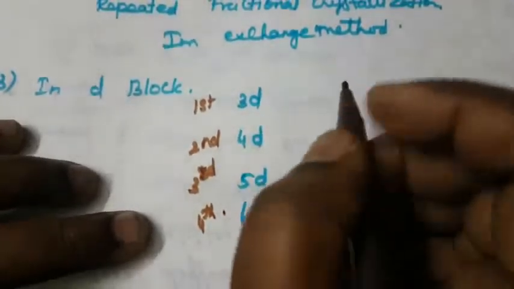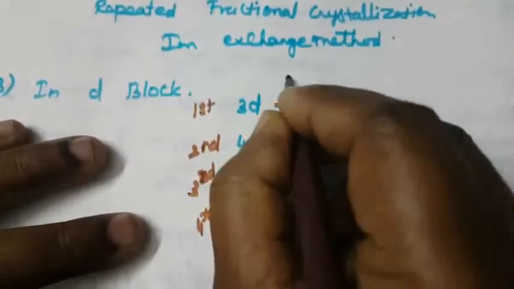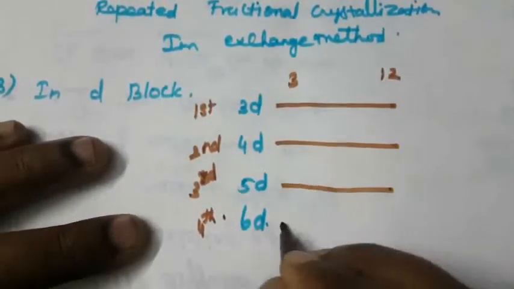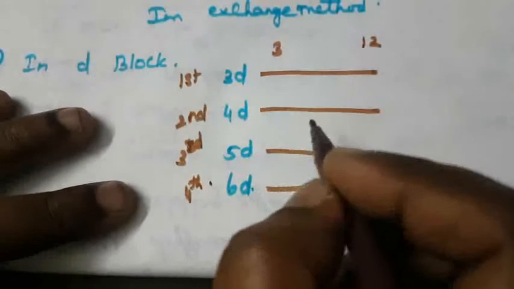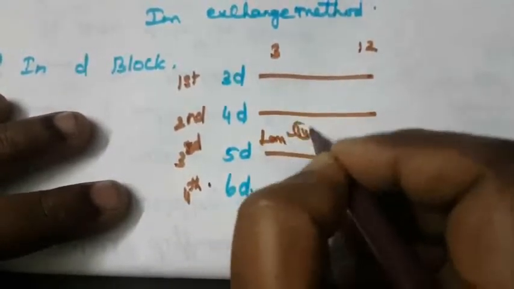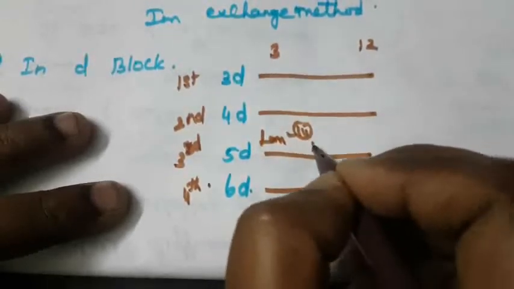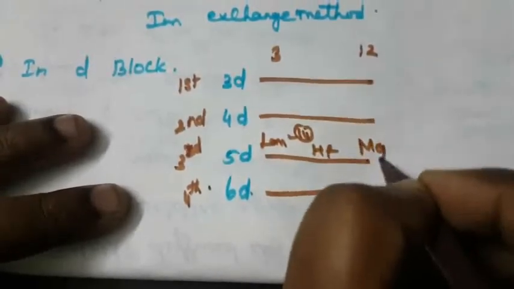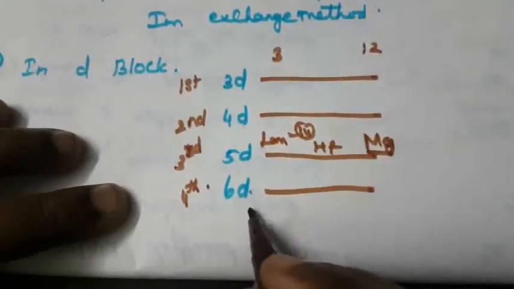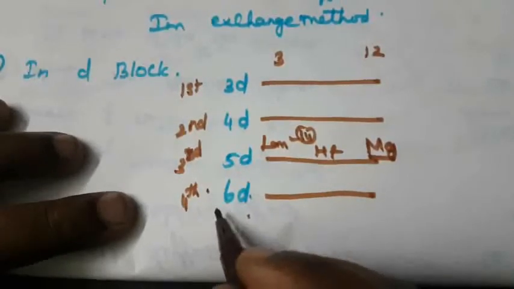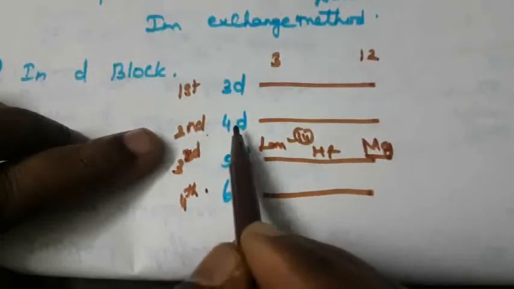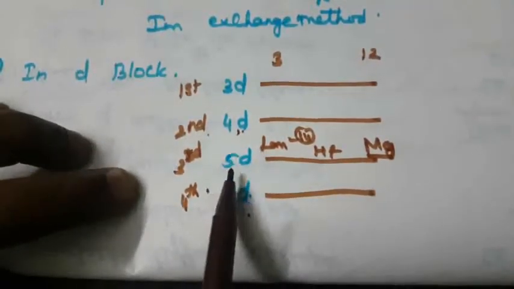The 3d series covers groups 3 to 12, which are the d block elements. In the 5d series, there is lanthanum, then the 14 elements come in between, and after that hafnium to mercury. So these are the elements in the 5d series. The second series is the 4d orbital in the d block, the 4d series and the 5d series.